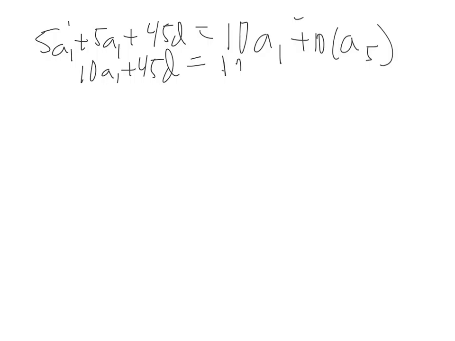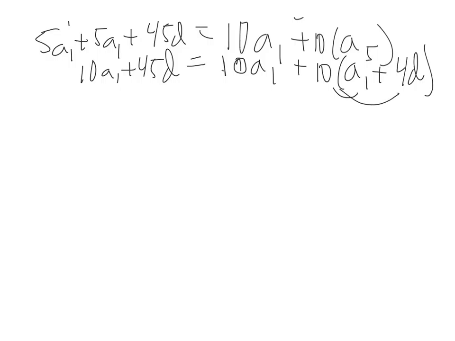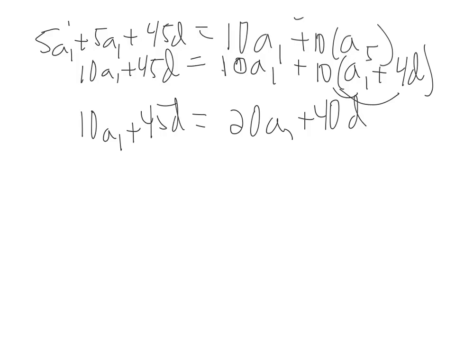that gives me 10 a sub 1s plus 10 times a sub 1 plus 4, because n's 5, 4d's. And then on the right-hand side, if I distribute that 10 through, that's going to give me 20 a sub 1s plus 40d. That equals 10 a sub 1s plus 45d.